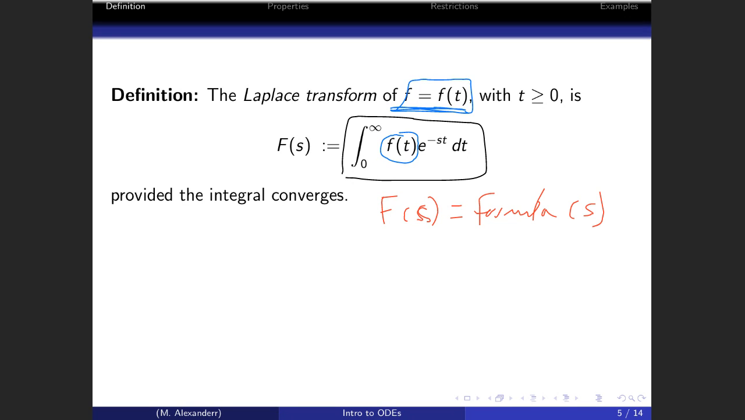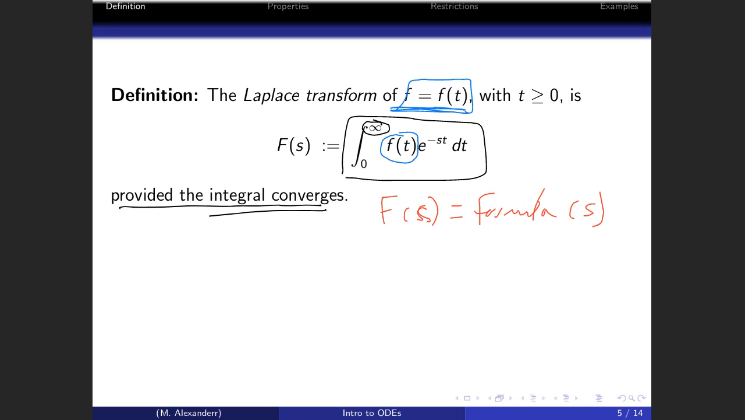But now there's a catch here. The catch is that this integral has to converge. Remember that this integral is an improper integral, which means that not all the time would you get this integral to give you a function. It won't be a function all the time.